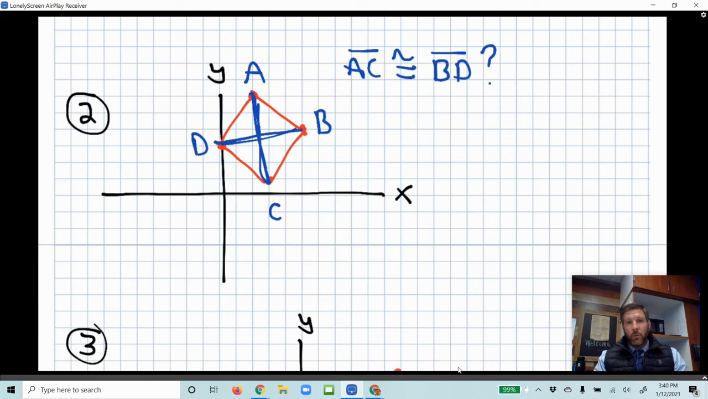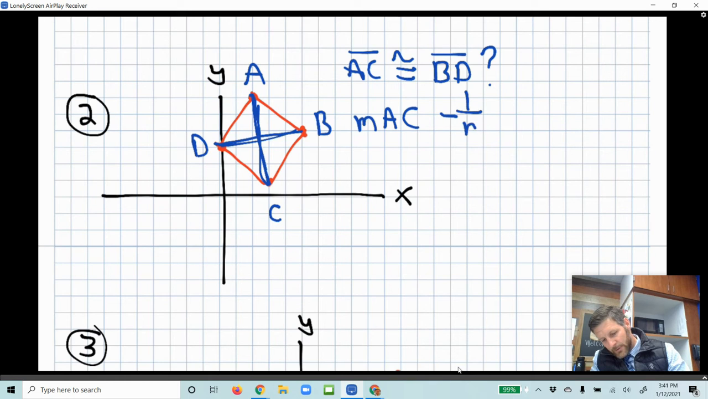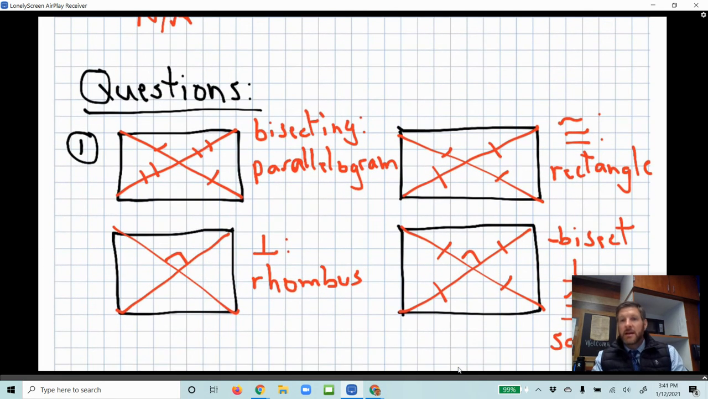The other question you want to know is the slope. Is the slope of AC the opposite reciprocal of the slope of BD, with m being the slope? In other words, if the slope of AC were 3, is the other slope negative 1/3? Because that would be an indication that they're perpendicular. And so again, if they're perpendicular, I know it's a rhombus. If they're congruent, I know it's a rectangle. If it's both, it must be a square. If it's neither, it must be a parallelogram.